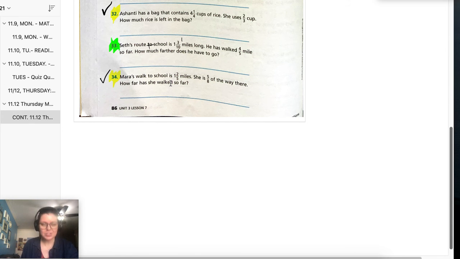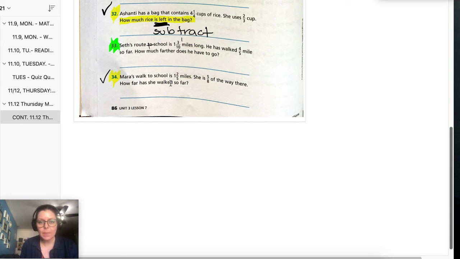Question number 32 says, Ashanti has a bag that contains 4 1/4 cups of rice. She uses 2/3 cup of rice. How much rice is left in the bag? So the question, I'm going to highlight the question, how much rice is left in the bag? Now, when it says how much is left, then I know my answer is going to get smaller because we're going to figure out how much is left. So if we're trying to figure out how much is left, I'm going to guess that probably means we're going to have to subtract. So let's figure out how we're going to do that.